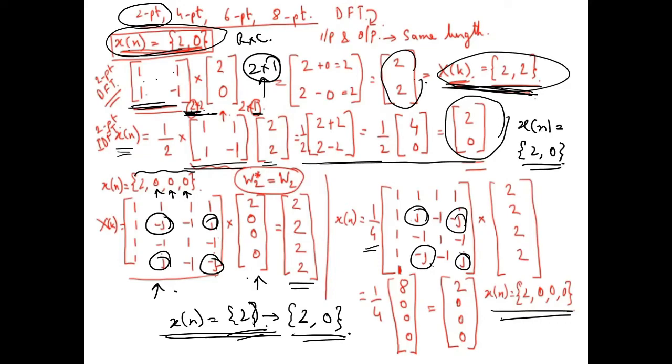Okay, but in 2-point DFT we got a transformed signal which is having only two values. While we did the 4-point DFT we got 4 values. If you go for the 8-point DFT, we will get 8 values. So why are they changing? Is it really changing? This is one of the important questions.